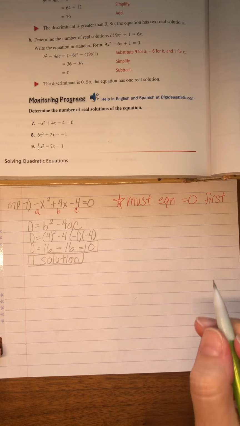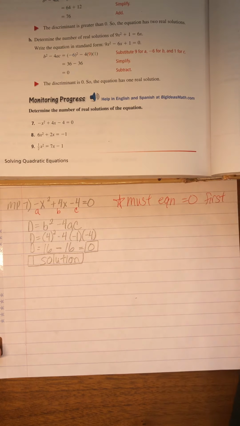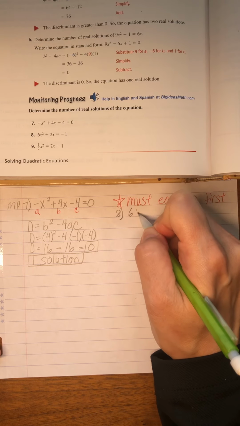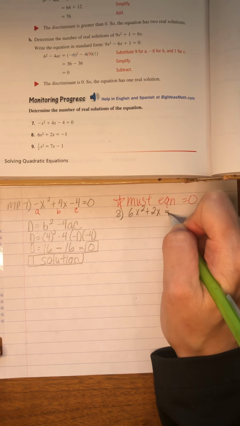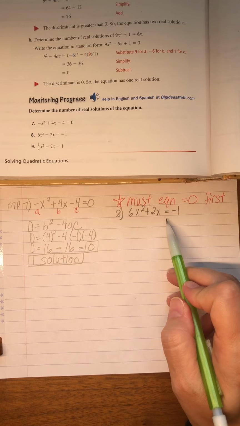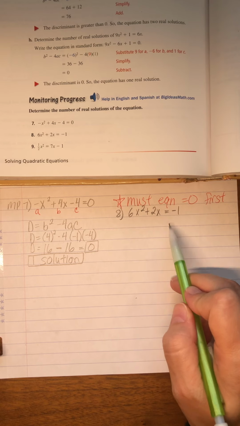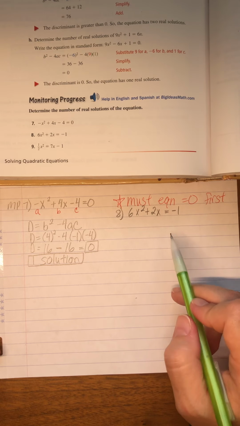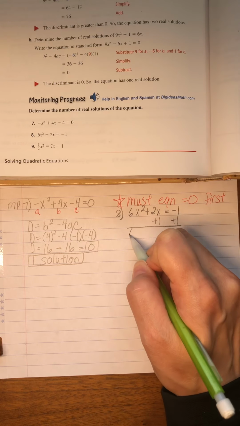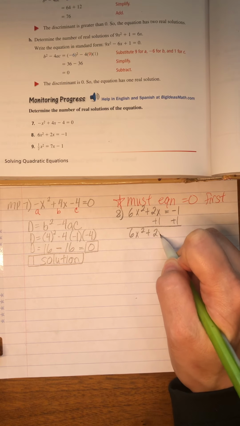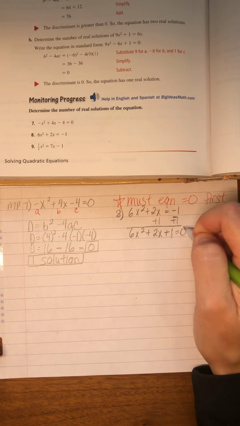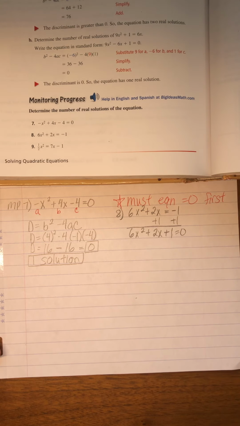Okay, let's do another one like this. We are going to look at number 8. We have 6x squared plus 2x equals negative 1. Notice how in this equation it's not equal to 0 first. That needs to be our first step. Let's get it equal to 0, then we can plug it into the formula. I'm going to add 1 to both sides. We get 6x squared plus 2x plus 1 equals 0. Now we're ready to plug it into our quadratic formula.